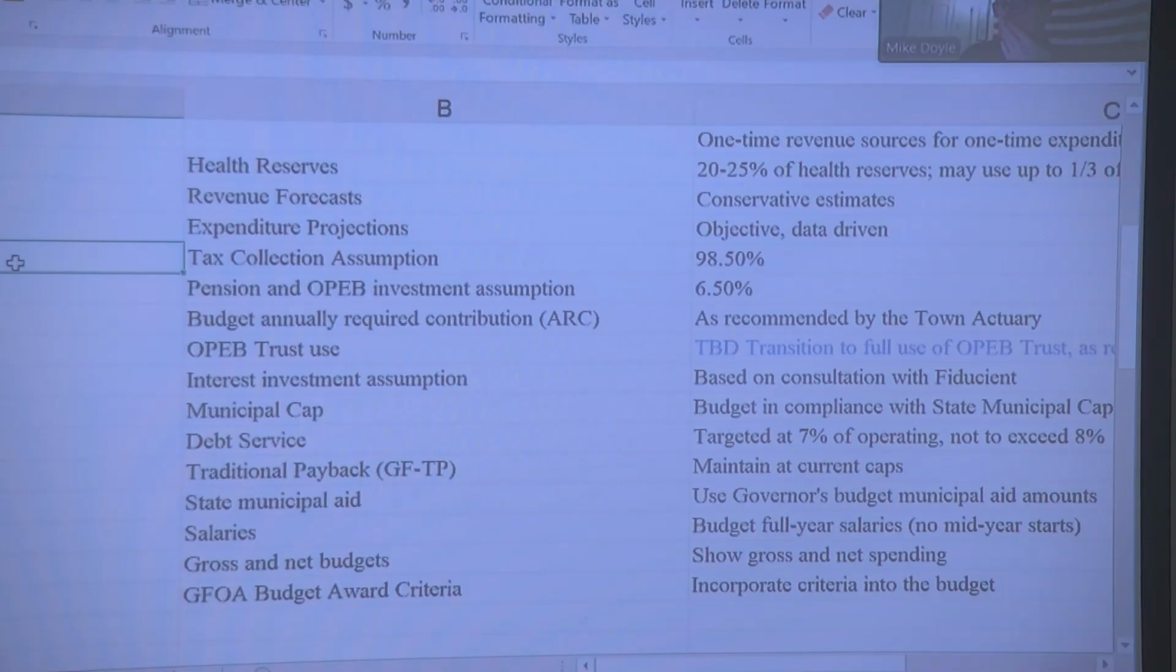We're still at the pension investment assumption at 6.5. Budget the actuarially required contribution, the ARC. We always do that. We will not miss this. We gave the okay to transition to the full use of the OPEB trust, and the budget should reflect that.